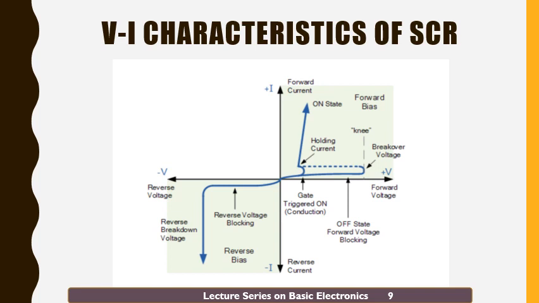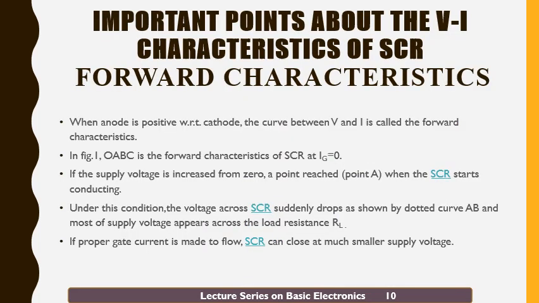Once you reverse the voltage across the anode and cathode, you will have the reverse blocking state till here. And once the reverse breakdown voltage or VBR appears, you will get current through the SCR. Okay. So, important points about the SCR: when the anode is positive with respect to cathode, the curve between V and I is called the forward characteristics.